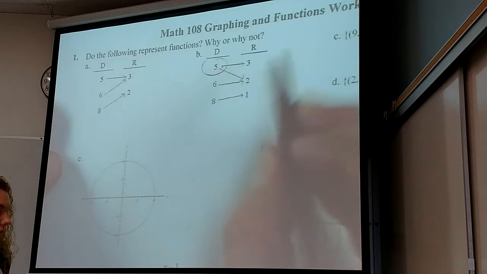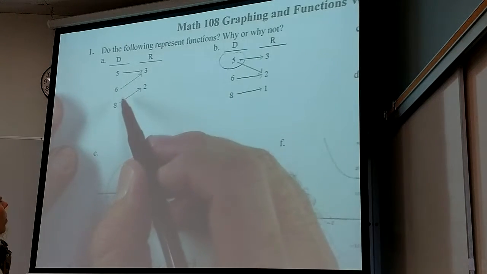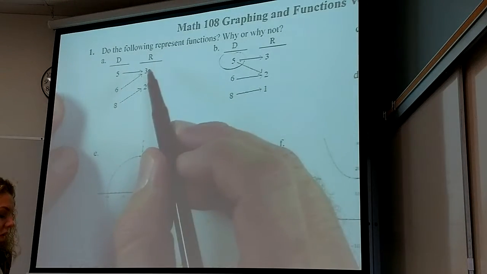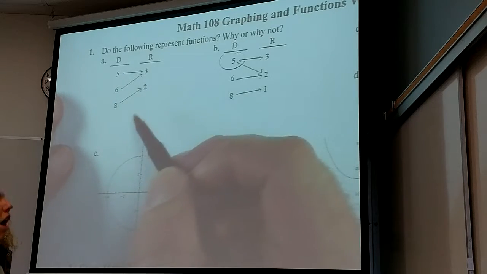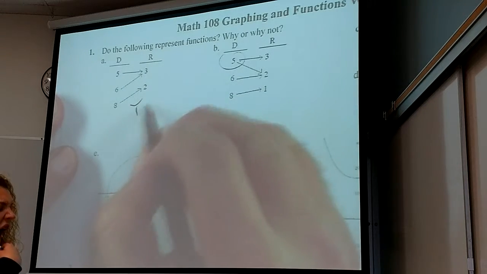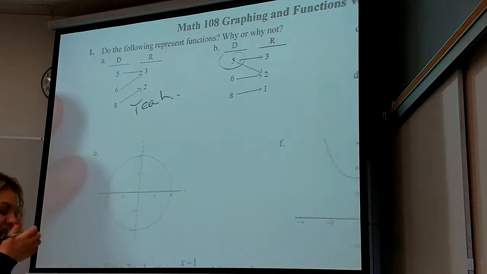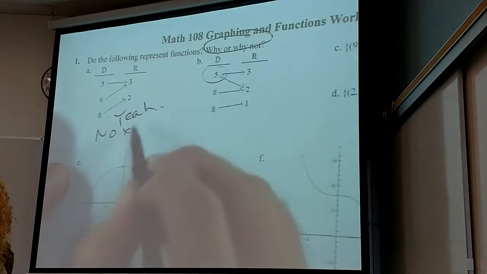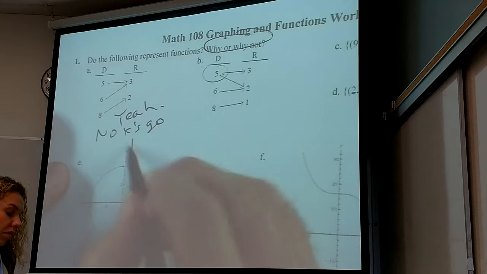And this one is fine. Even if two of them share an output, it doesn't matter. Does 5 have one output? Yeah. 6 has one output? Yeah. 8 has one output? Yeah. So yeah, that's a function. Why or why not? No x's go to more than one y.